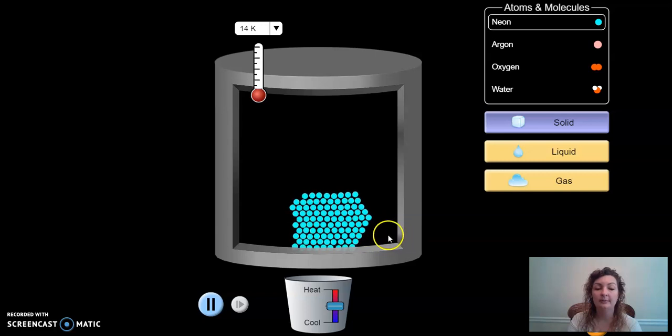So the particles are not spreading out. They are not filling in all of the area provided in the container. They are simply holding their shape. So this is definitely a solid.